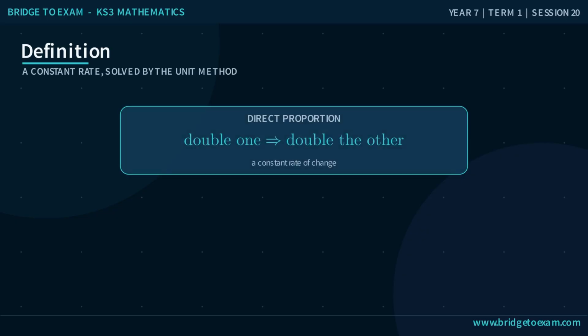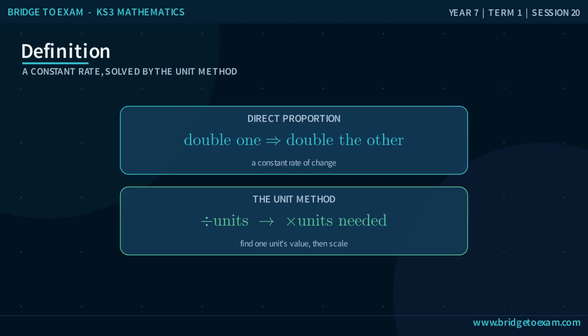Two quantities are in direct proportion when they increase or decrease together at a constant rate. Doubling one always doubles the other. The unit method finds the value for a single unit of the first quantity, then multiplies by however many units are needed. It works for any direct proportion problem.